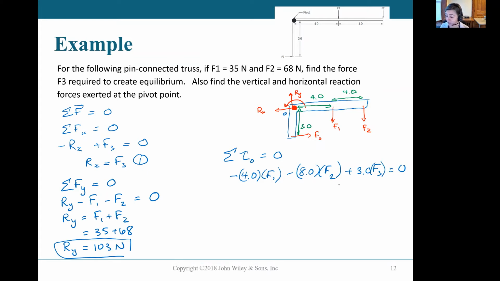Now, since I have values for F1 and F2, I can easily figure out what F3 is. So I'm going to get 4 times 35 plus 8 times 68, divided by 3.